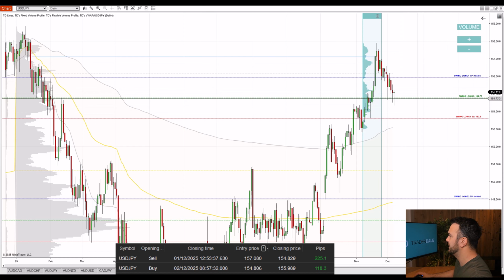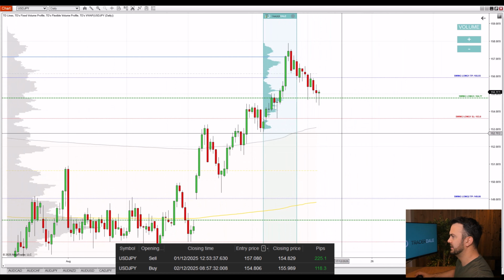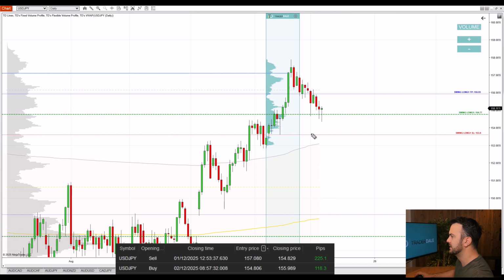Now, the stop loss placement. Let me zoom this in and talk about the stop a bit. The stop was below this pin bar right here. The number one rule for a stop loss placement is that it needs to go behind a heavy volume zone. So it was behind the heavy volume zone, and as a bonus below this little swing point. All right, so that's why the stop was here.